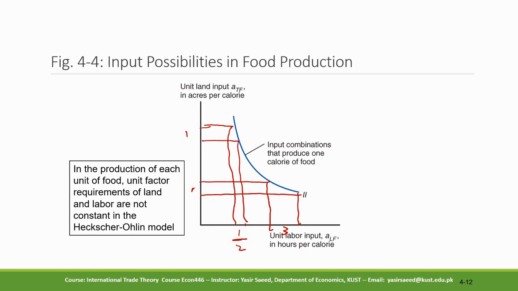So the point is, in the production of each unit of food, the unit factor requirements of land and labor are not constant. And you see, it is apparent from the graph that the slope is not constant. It is not a straight line. The isoquant is not a straight line, but its slope varies as we try to use different combinations of land and labor.